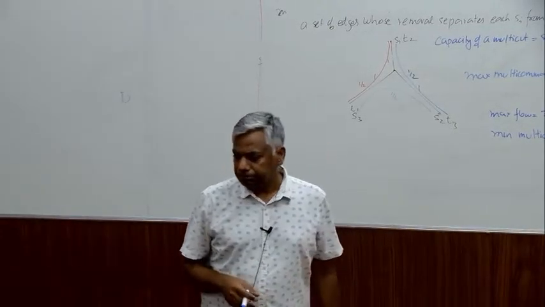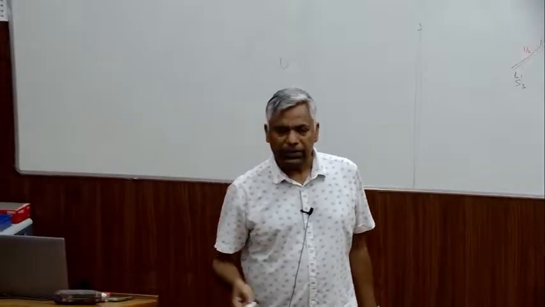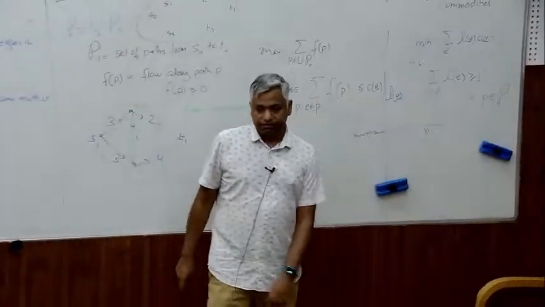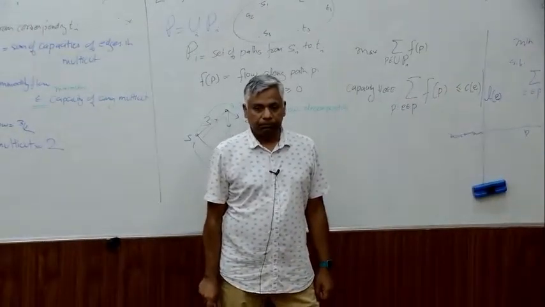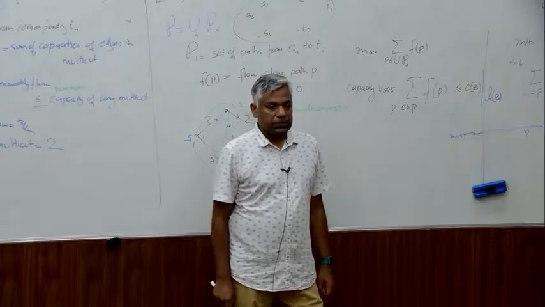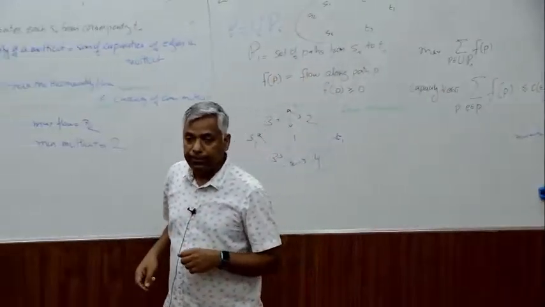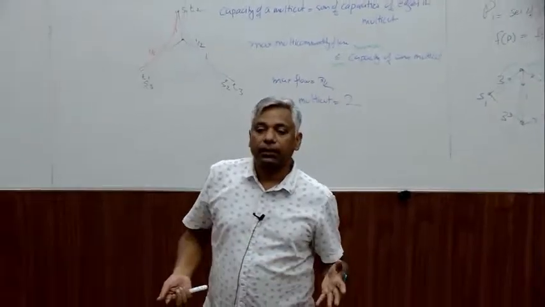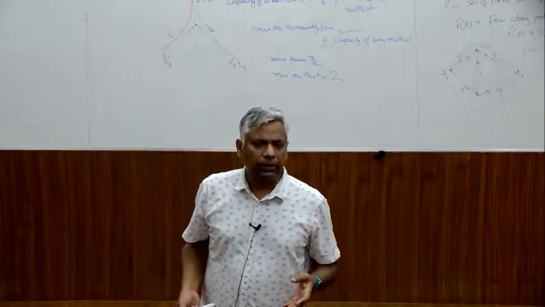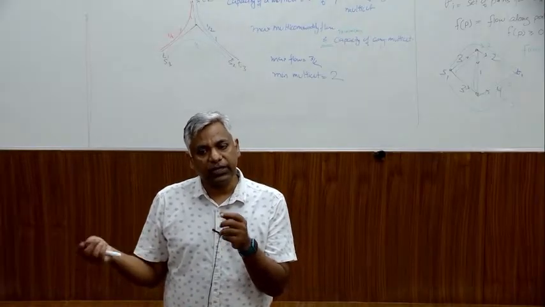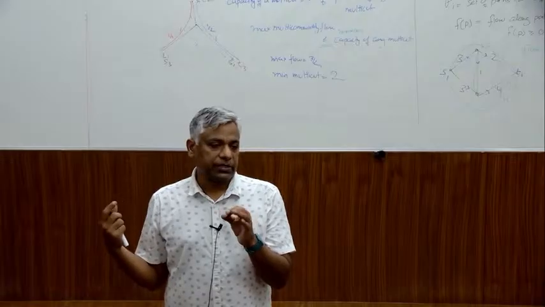What is it saying? Saying something very simple. Saying, give some lengths to the edges, such that for every path in my collection script P, the length of the path is at least 1. What does that mean? Your collection of paths is all possible paths between S1, T1, S2, T2, S3, T3 and so on.